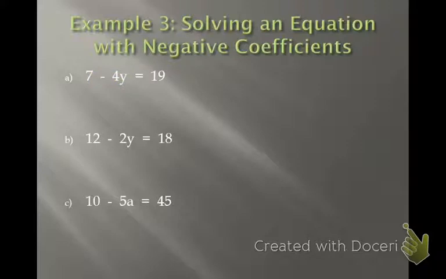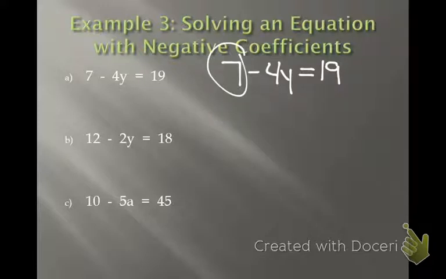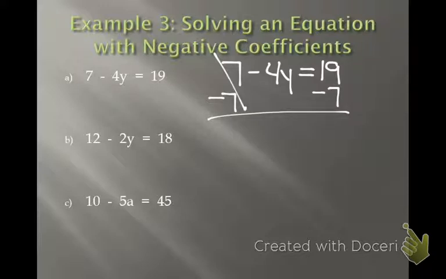So my first one is 7 minus 4y equals 19. And my rule is still the same. I need to move what's not connected to the variable first, which is what number? 7. 7 is positive, so how do I get rid of it? I have to subtract it. Very good. Subtract 7 from both sides. Now I want you to rewrite the equation. Once your 7's cancel, what would you have left?